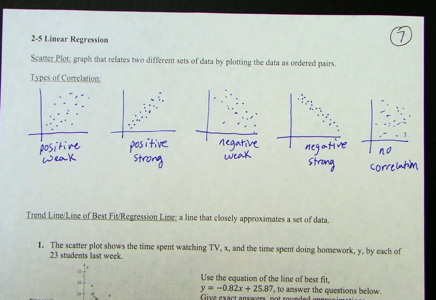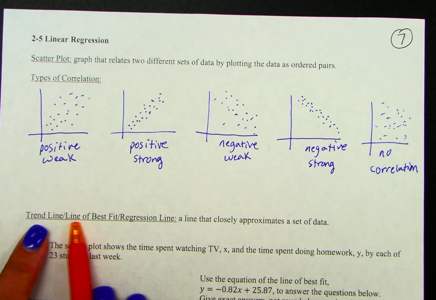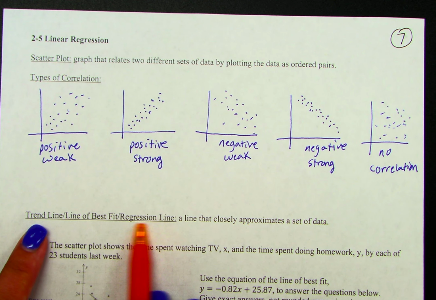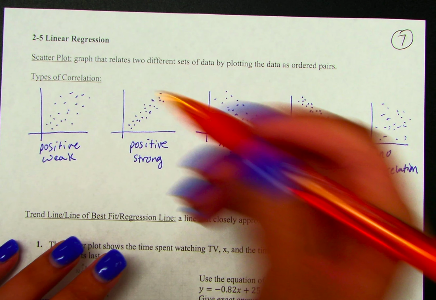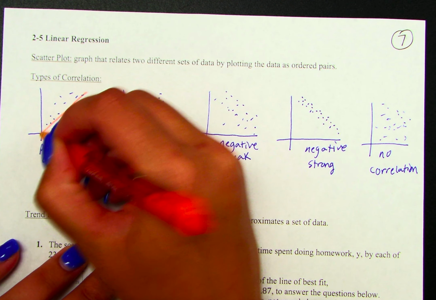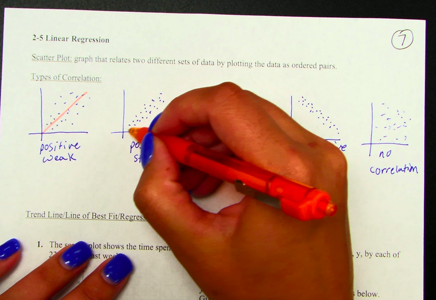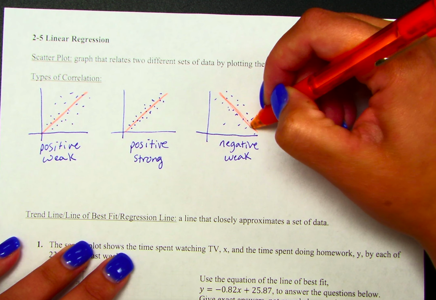Now for this class, we're really just going to be looking at the data, and we want to use this idea of a trend line, also called the line of best fit, or sometimes a regression line. This is a line that closely approximates the data. Basically, we're putting a line right through the center and calling that our trend line. Same thing here, this would be about our trend line.